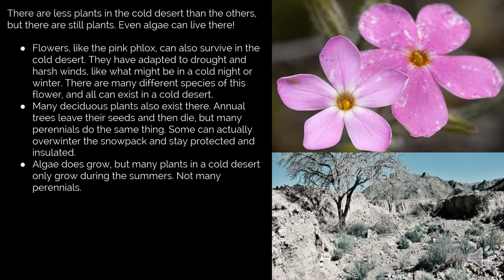Many deciduous plants can also live here. Annual plants leave their seeds and then die, but many perennials can do the same thing. Some can actually overwinter under the snowpack and stay protected and insulated. Algae can grow, but not many plants in a cold desert grow in the winters. Many grow in the summers.